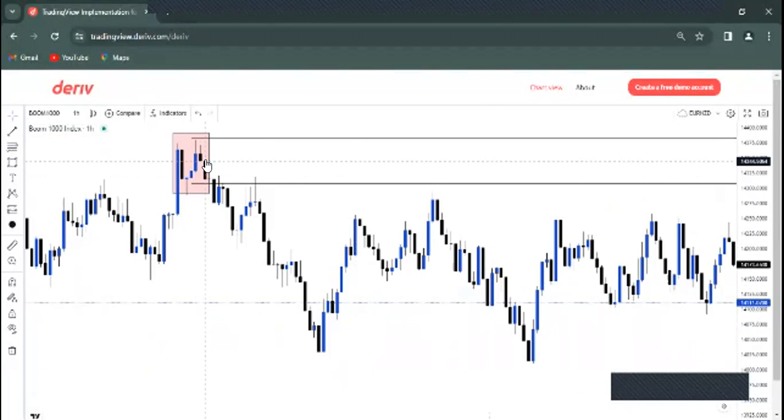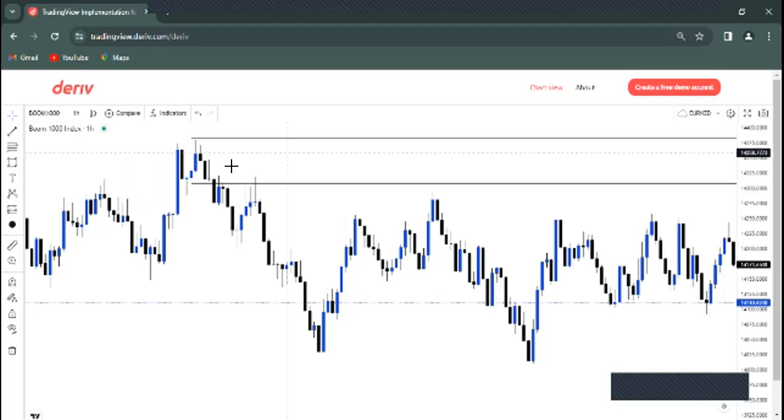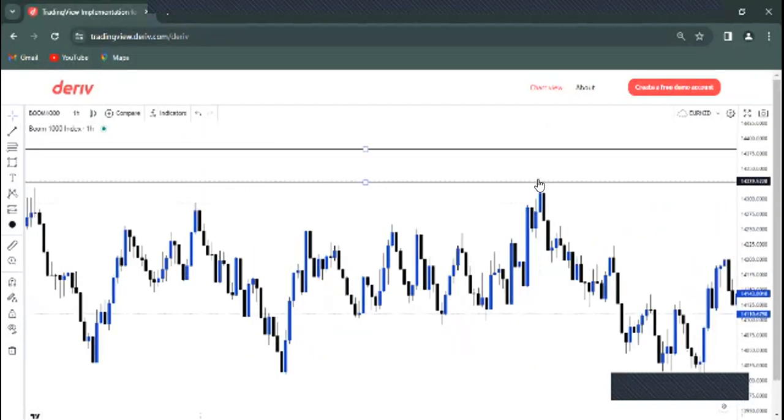In an uptrend, the order block is the last bullish candlestick before the reversal movement. So let me say I'm going to choose this candlestick, because I can see here it's our last bullish candlestick before the drop. So I'm going to refine it to this candlestick, and note the change in our entry.